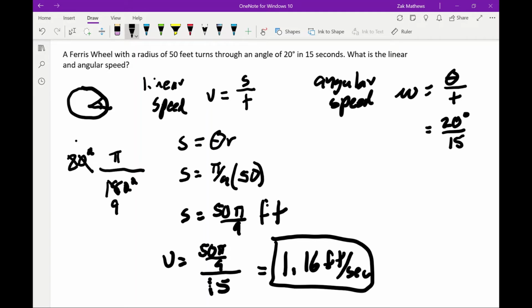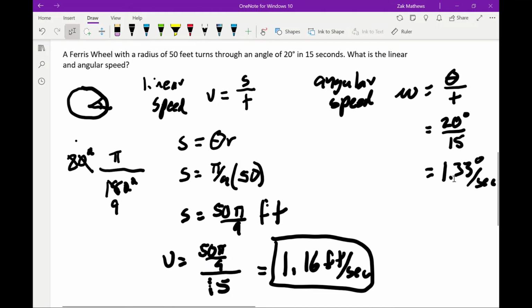And so when we do that, we're going to get the 1.3 repeating, around 1.33 at 2 decimal places. That'd be degrees per second. We're just kind of simplifying that original angular speed that was given to us. We were given the 20 degrees per 15 seconds. All I did here is simplify it.